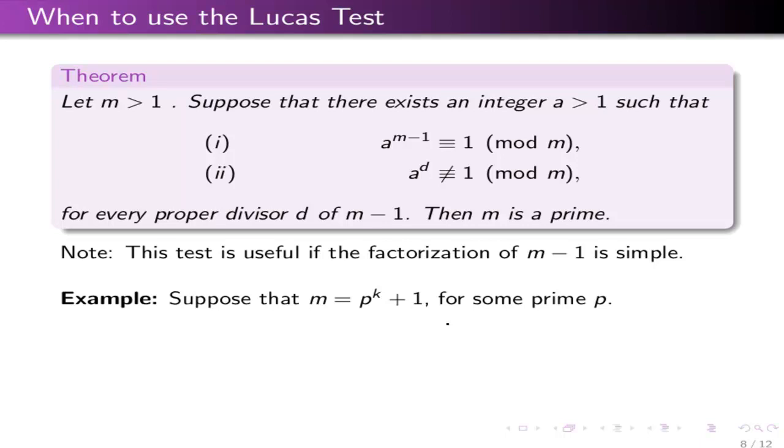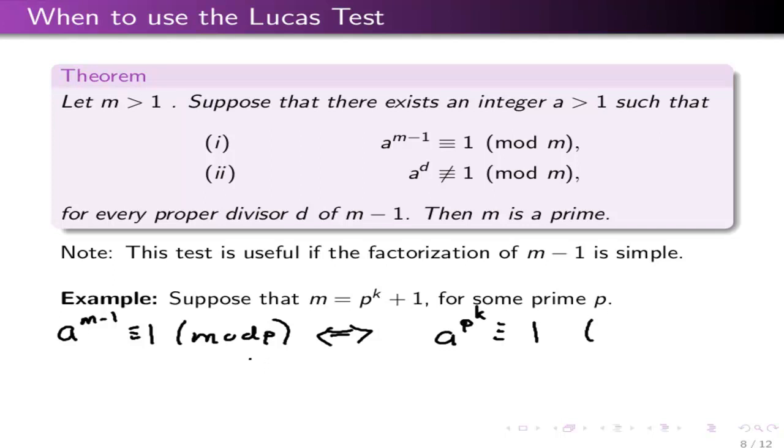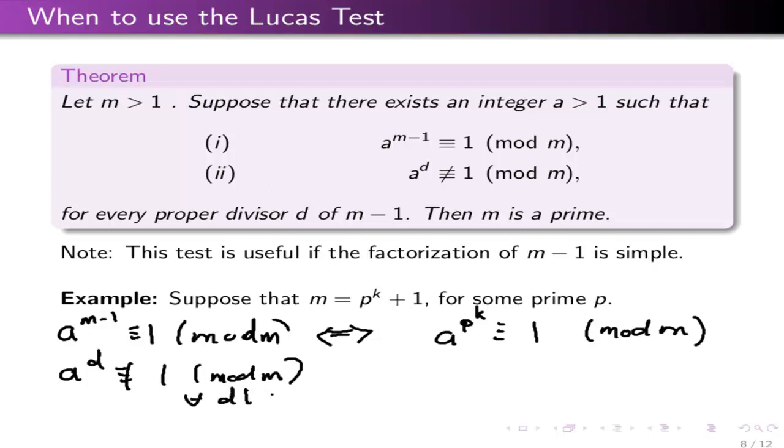Then what does this say? Okay, so then a to the m minus 1 congruent to 1 mod p is equivalent to saying that a to the p to the k is 1, not mod p, I should say, mod m. And then this one, for all proper divisors of m minus 1.